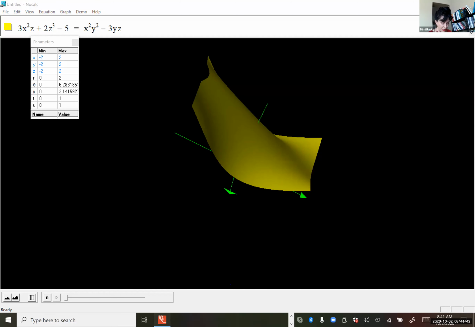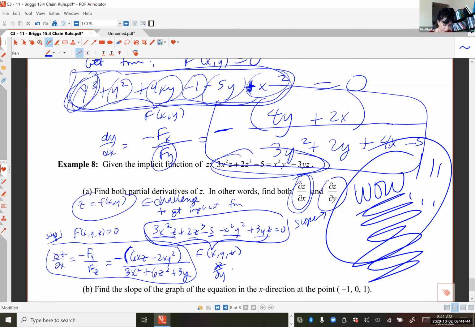Okay. Now, what about the dz dy? Well, the theorem says negative partial of big F with respect to y divided by the partial of big F with respect to z. We already know the denominator because it's the same denominator as the other partial. So we'll just copy that down, and then we're going to put the negative there in front so we don't forget him.